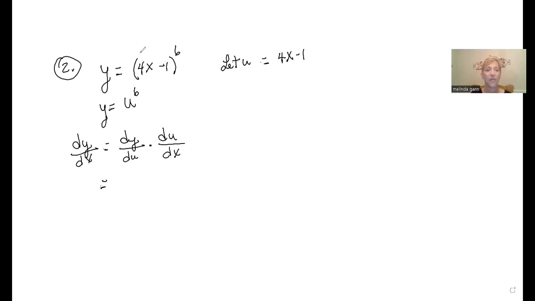That one doesn't, that one doesn't. Oh, that one does right there. That's the one that's got y's and u's. So what's the derivative of that? Well, that would be 6u to the 5th, power rule, times.